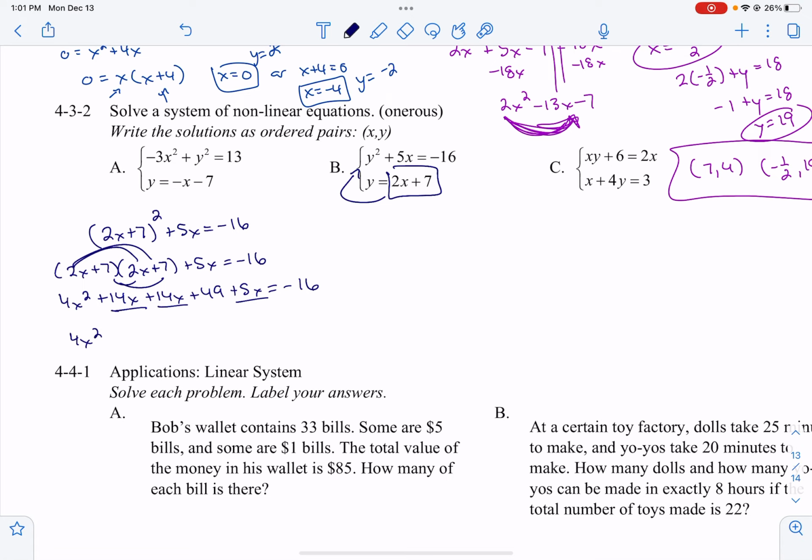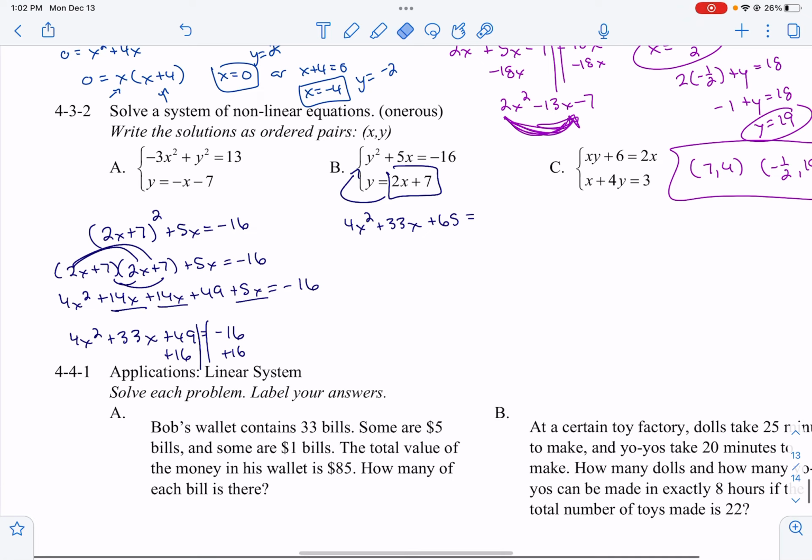So 4x squared, that's 28 plus 5 more, so 33x plus 49 equals negative 16. It almost is ready, except I have to add 16 to both sides. So I end up with 4x squared plus 33x plus 49 plus 16, which is 65, and all of that is going to add up to be 0. Okay? So again, we have some options here.